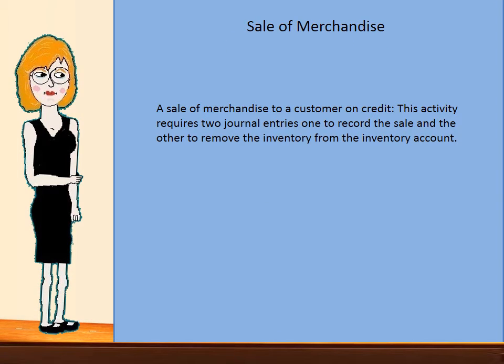Now, let's look at our first journal entry for the sales of merchandise. A sale of merchandise to a customer on credit. This activity requires two journal entries, one to record the sale and the other to remove the inventory from the inventory account.